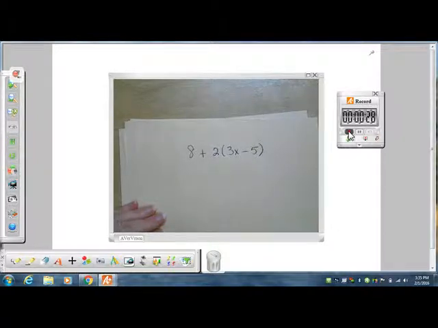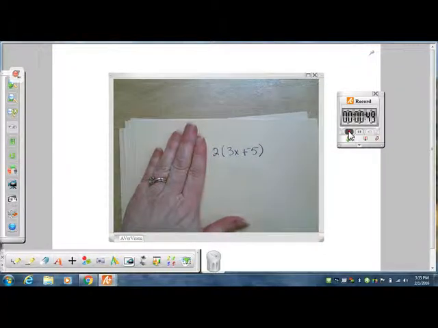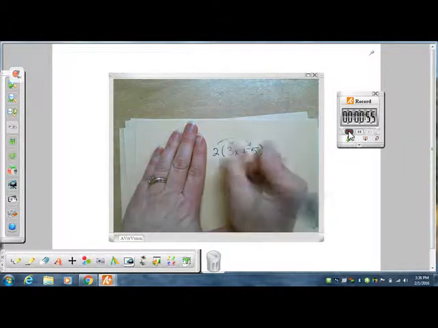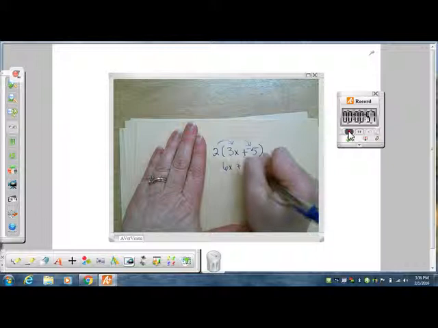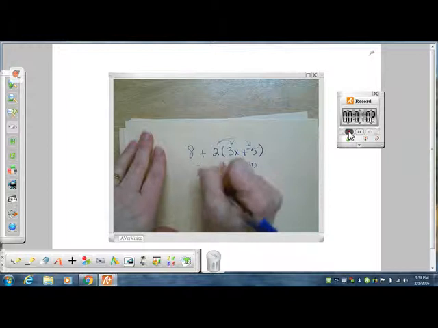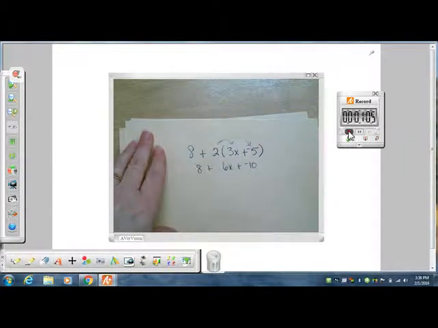So the first thing I need to look for is, do I have any subtraction? And I do. I have subtraction right here. So what I'm going to do is get rid of that subtraction by adding the opposite. Keep, change, change. Okay? So that's my first step. The next step is, can I get rid of my parentheses? And basically, if we just had this part of it, we could do that by distributing. So I'm going to distribute here to end up with 6x plus negative 10, because 2 times negative 5 would be negative 10. But I still have here 8 plus, so I bring those down.